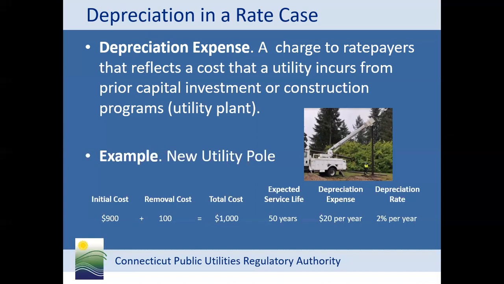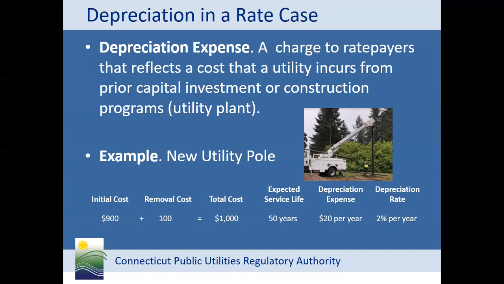And let's say we project that it will cost an additional $100 to remove and dispose of the pole when it is no longer usable. If we add those two numbers together, we get $1,000, which reflects the cost to install and remove the pole. Since this pole is necessary to provide service to customers, in this example, the utility gets to recover that $1,000 from its customers.